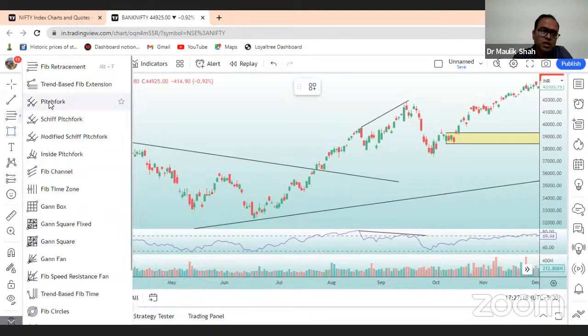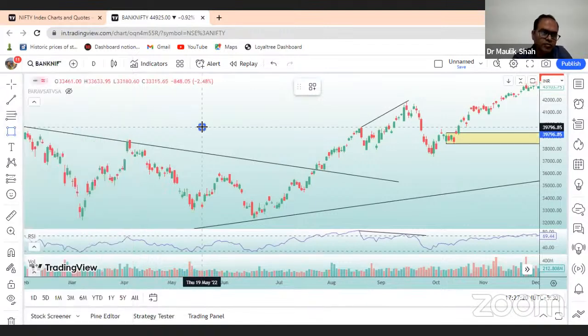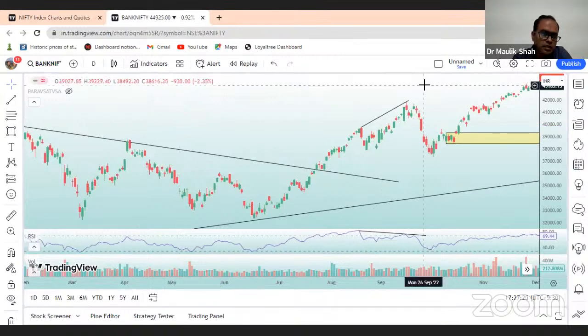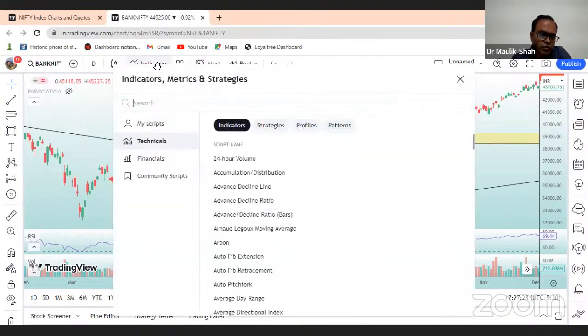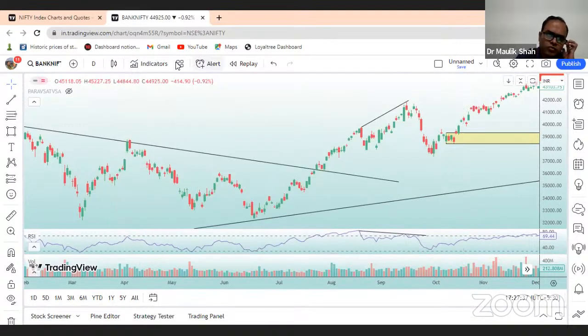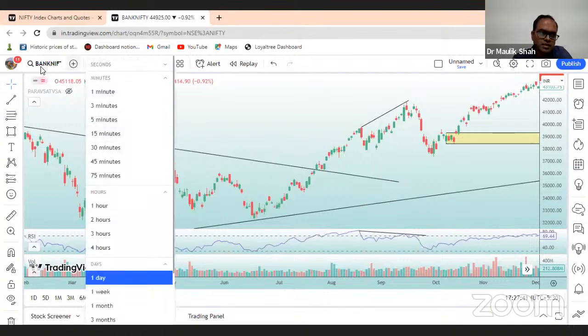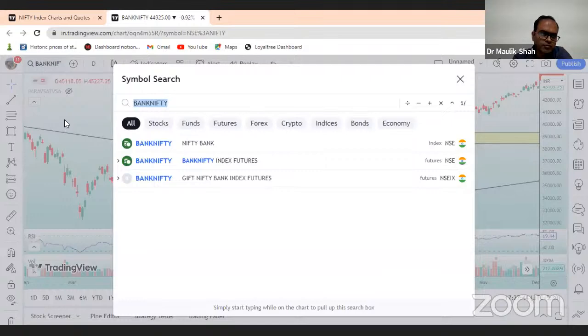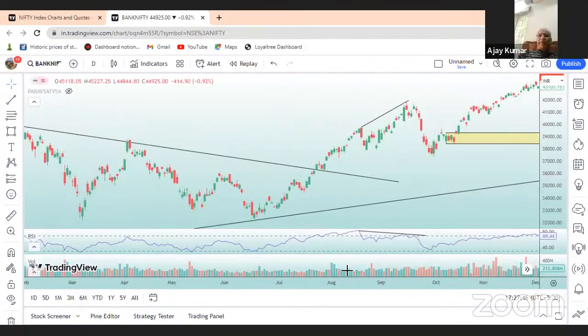There are a lot of other things also. Fibonacci, Trupti madam might take. And these are the indicators, where you get lots of them. RSI we get from here, volume we get from here. Very easy to move. And here we can select the time frame. You can select the stock name. Pretty easy.